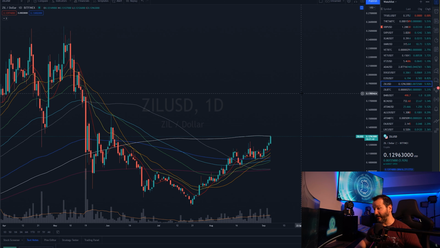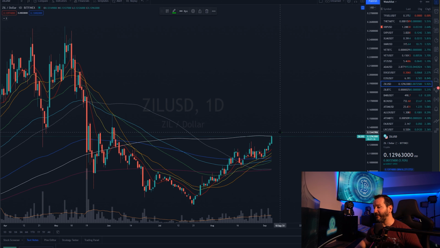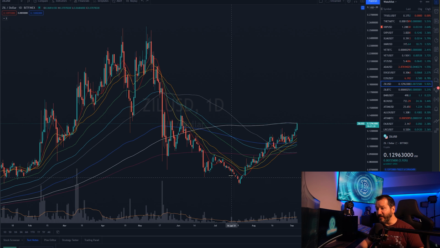But that could change, and it could change very soon, as we do see Zilliqa at the time of recording actually coming into contact with that white 200 simple moving average here and putting in a pretty honest test of that. And we do see also that since Zilliqa came in and struck this potential macro bottom down here around the 5 cent mark, bulls have been marching this up pretty orderly, actually.